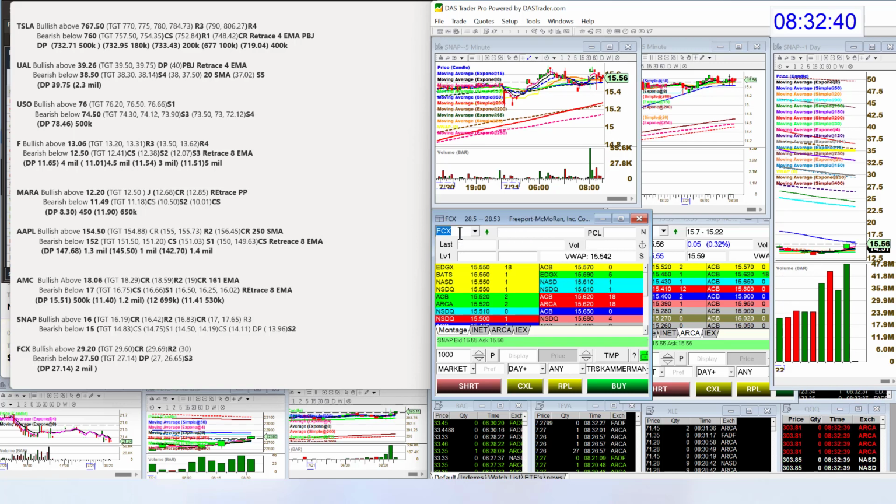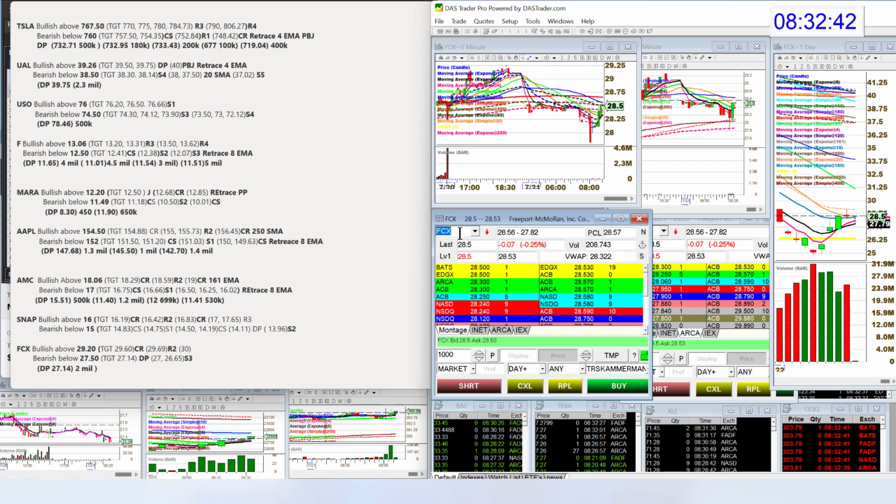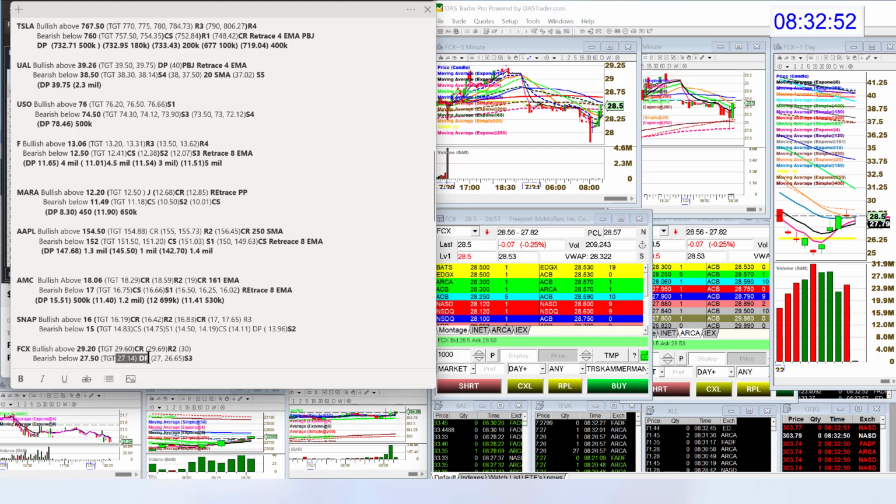And FCX had earnings. And we're going to be bullish above 29.20 and bear below 27.50. We have a very large dark pool print at 27.14. I use it as my first target. 27 is also another level to go short if we do move down.